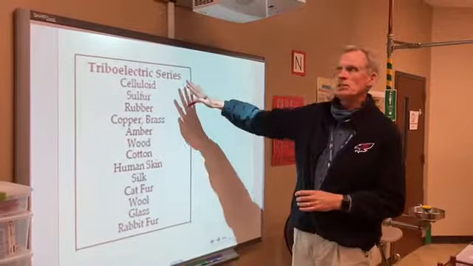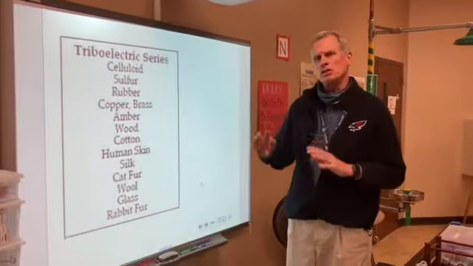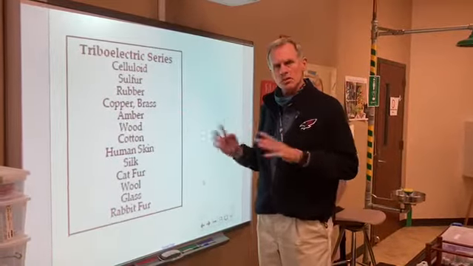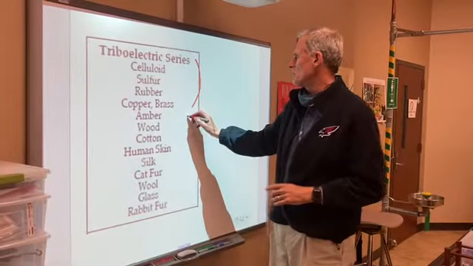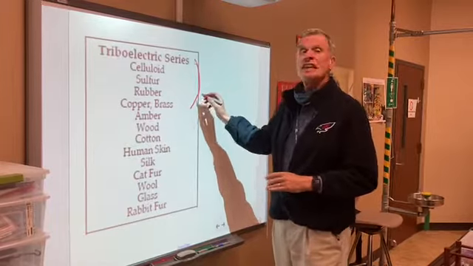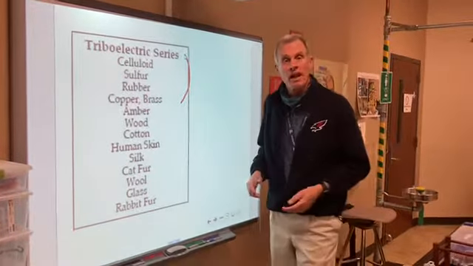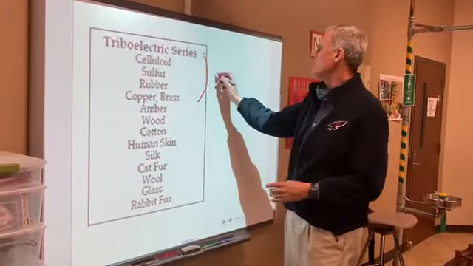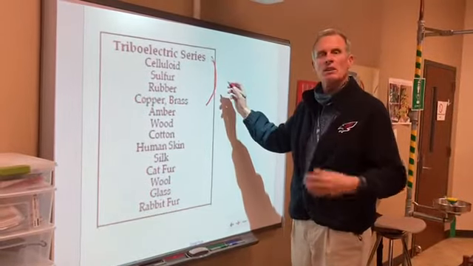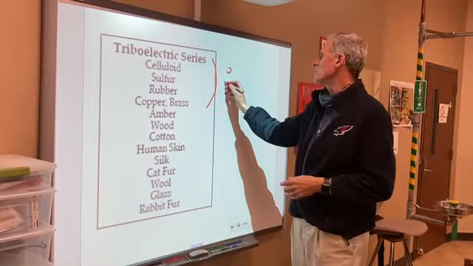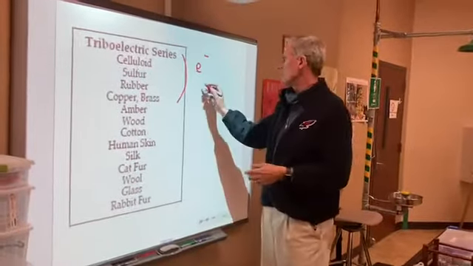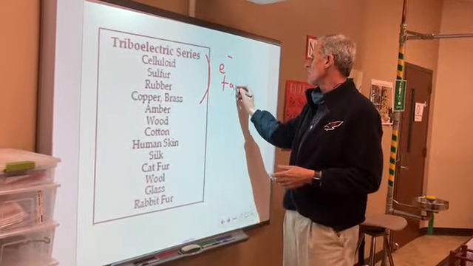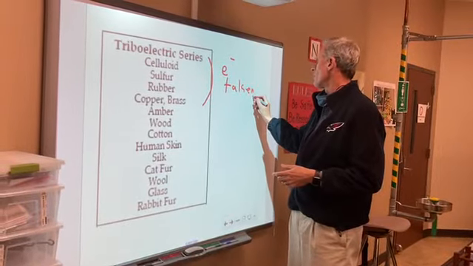So what we have here is the triboelectric series. I'm going to explain that just for a second, just to remind you if you haven't seen this before. Materials at the top of this triboelectric series have an affinity for electrons. That's your word for the day, affinity. That means they want to accept electrons. They love electrons, so they will take electrons. They're electron takers.